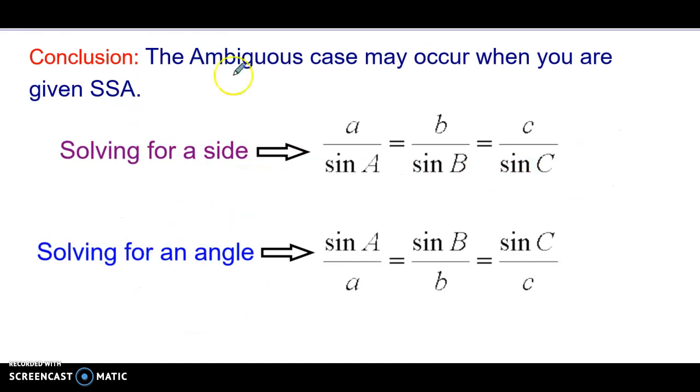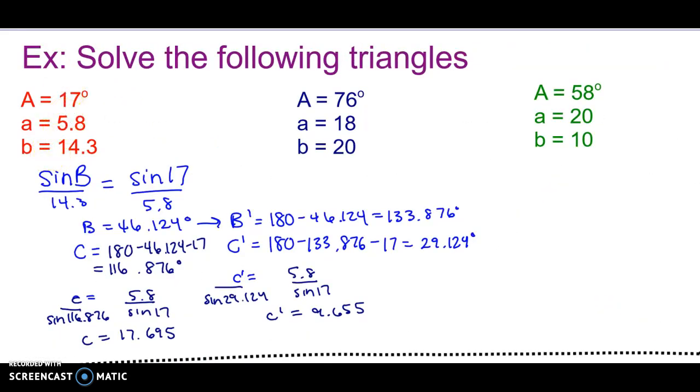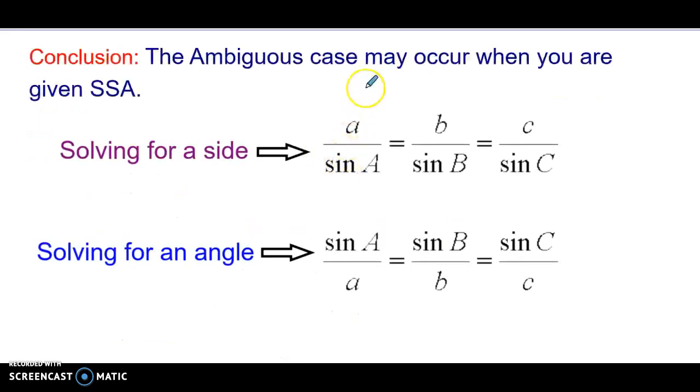Okay, so the ambiguous case is the case where you have side-side-angle. That's what's given to us. We know that ambiguous means we could have one solution, no solution, or two solutions. To check if we do have two solutions, we want to make sure that the angles of the triangle would exist. We want to make sure that they are all positive values that add up to 180.